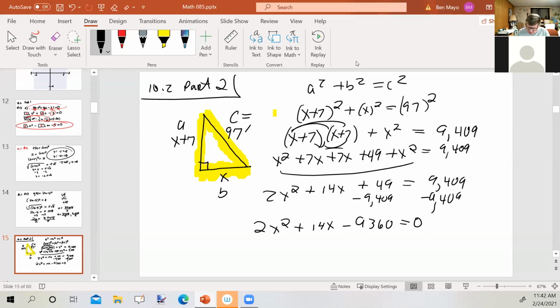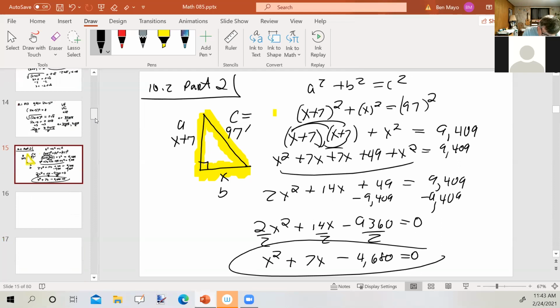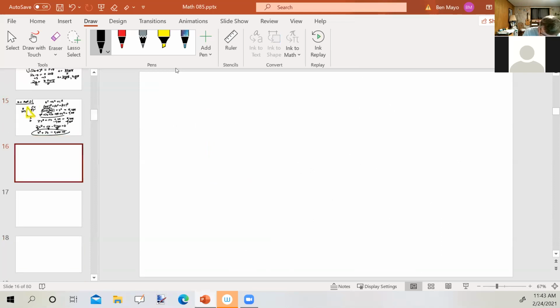All of my coefficients are even, so I'm going to make this smaller. X squared plus 7x minus, 9,360 divided by 2 is 4,680, equals 0. Okay, let's stop there, take a breath. Any questions about how I got all the way to there? So now I'm going to take that equation, write it on the next page, and then use the quadratic formula to solve it.